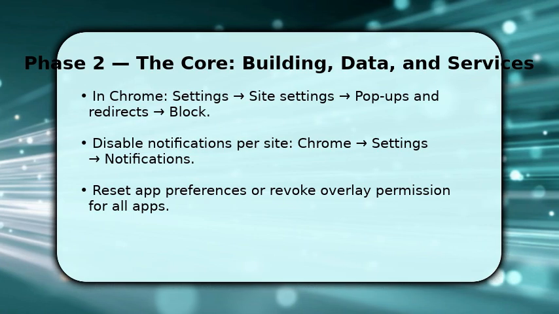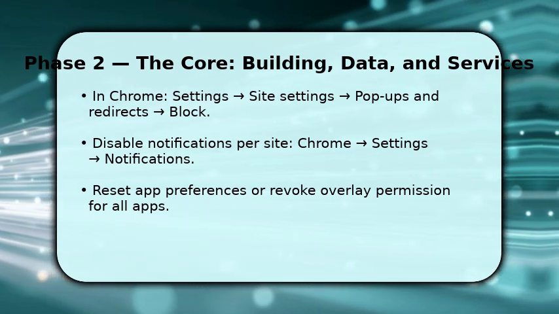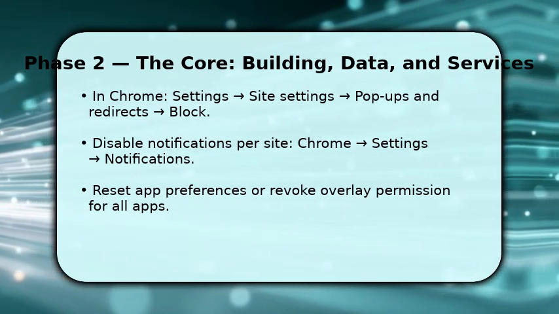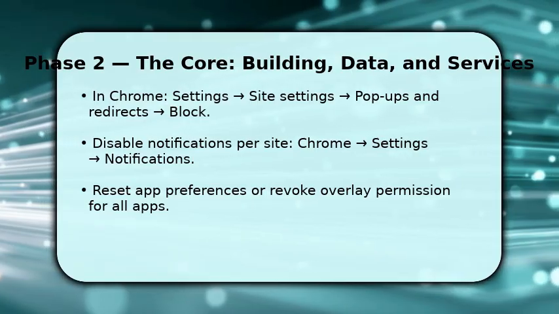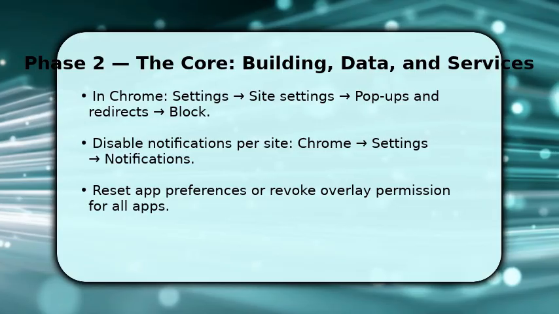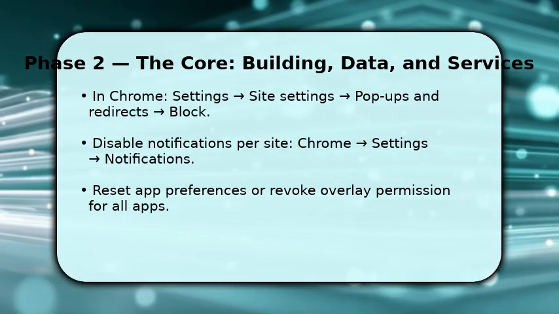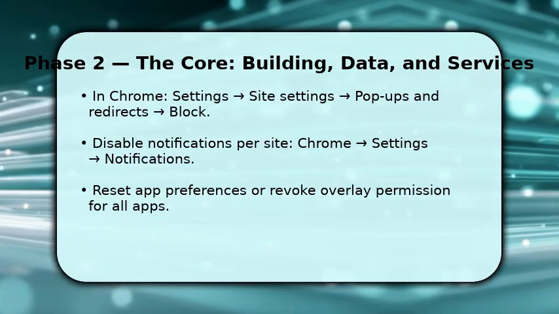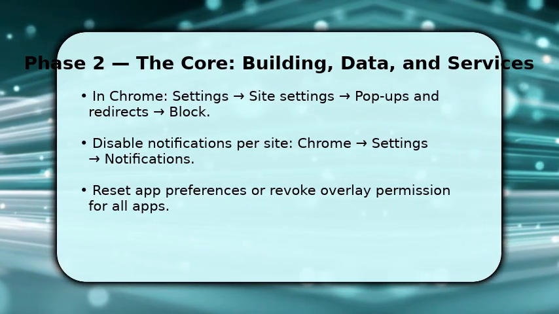Open Chrome settings, go to Site Settings, then Pop-ups and Redirects, set to block to stop scripted ads. Make sure notifications are off for unknown sites. Clear any saved permissions. Next, go to Settings, then Apps, then Special Access, and revoke Draw over other apps for anything you don't trust.